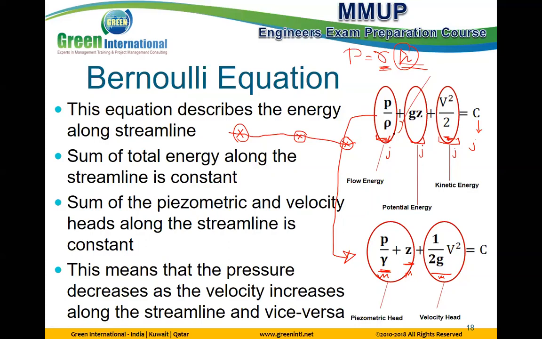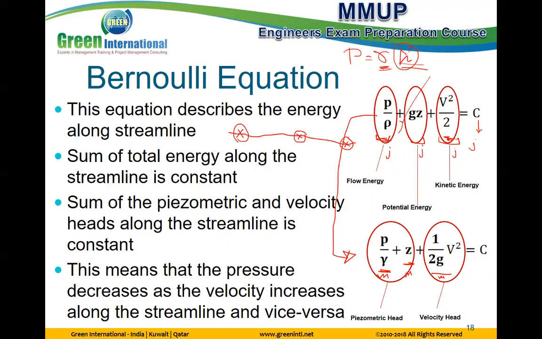How to get this one from this one? Just easy. I divide by g for each term. If you divide here by g, g cancels with g, Z. If you divide here by g, rho g is gamma, specific weight. If you divide here by g, this is V squared over 2g. It means this is the same equation, but with different units.